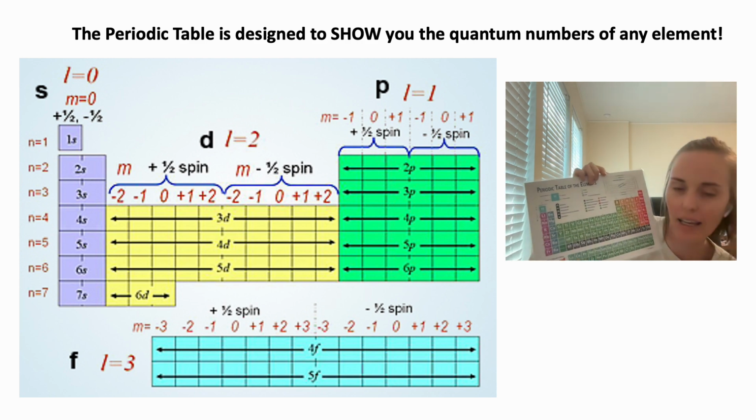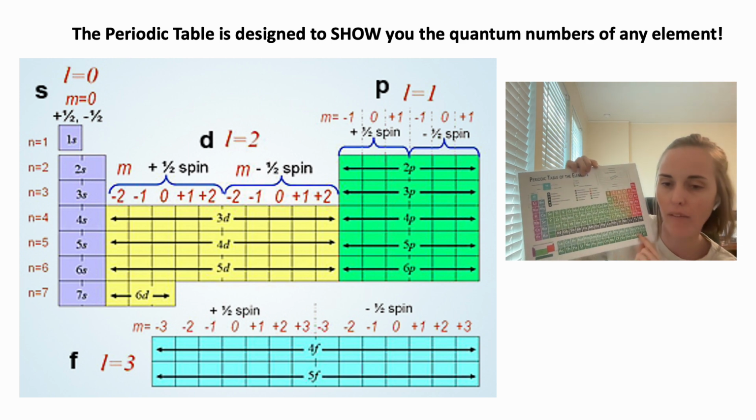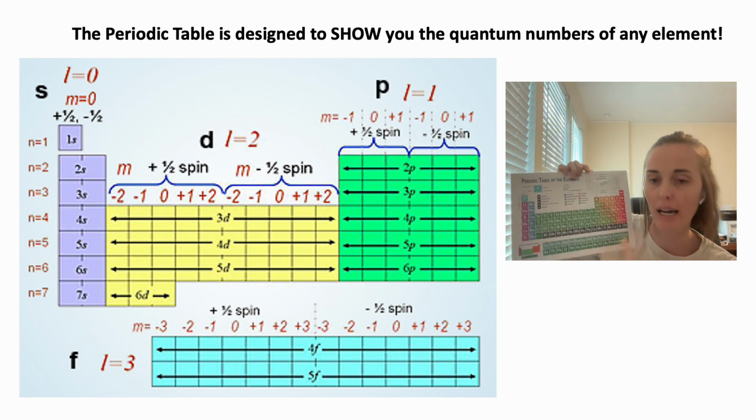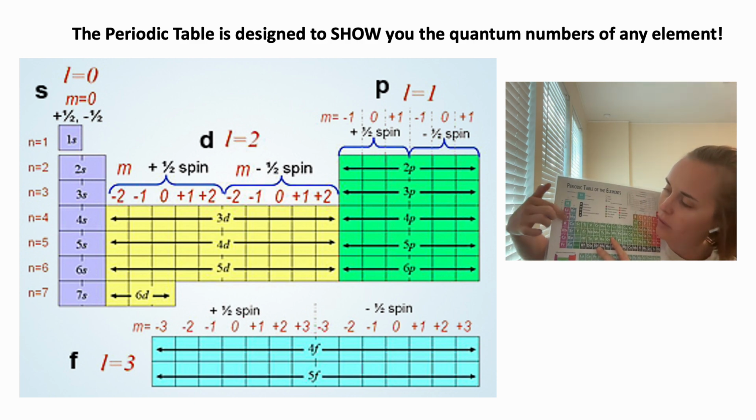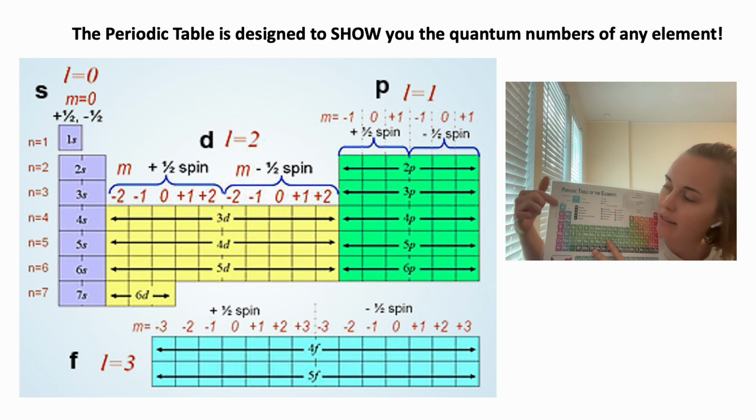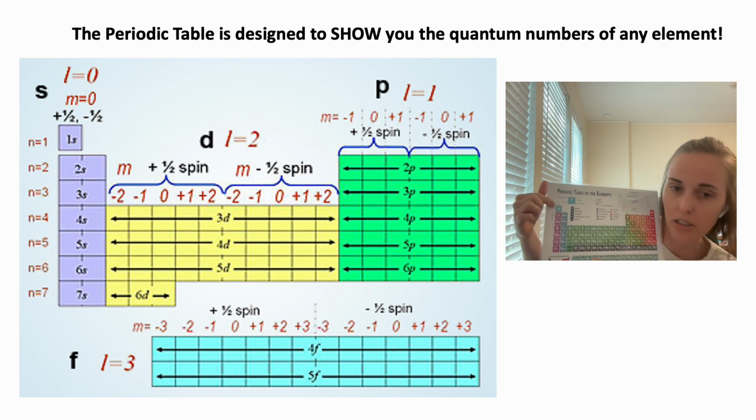And then your actinide and lanthanide series are your F block, and there's 14 of them, and your F block can have a max of 14 electrons. And your row numbers going over, again, these represent your principal energy levels.